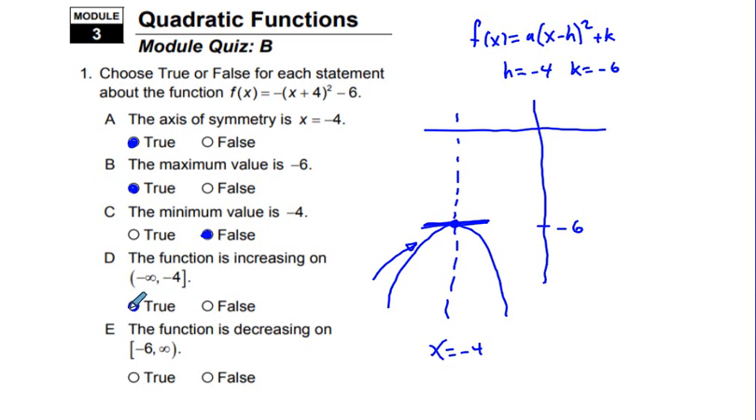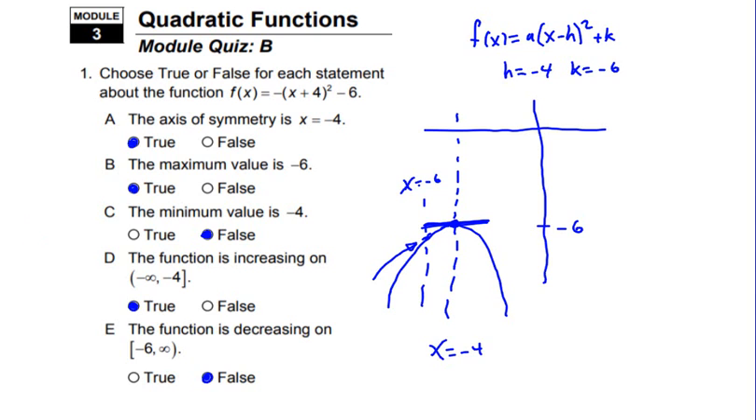And the last one, E, the function is increasing on negative 6 to infinity. Well, negative 6 is going to be over here. And so for this portion between x equals negative 6 and negative 4, the function will be increasing. Now if this said the function is decreasing on negative 4 to infinity, that would be a true statement. But because of this portion from negative 6 to negative 4, that makes this a false statement.